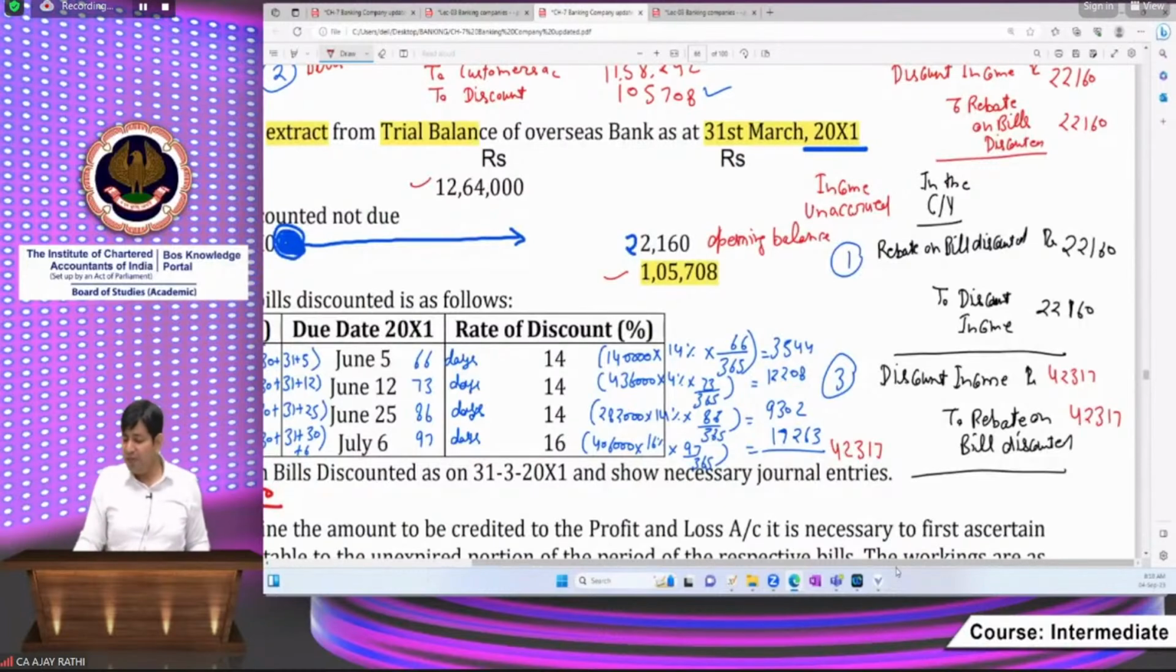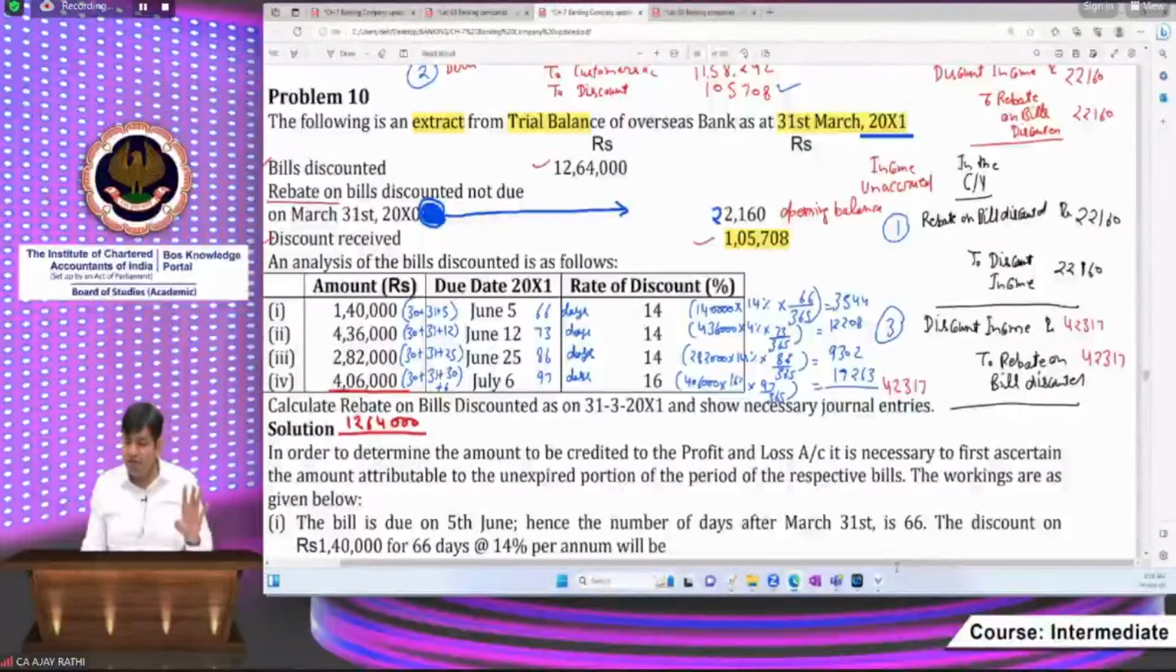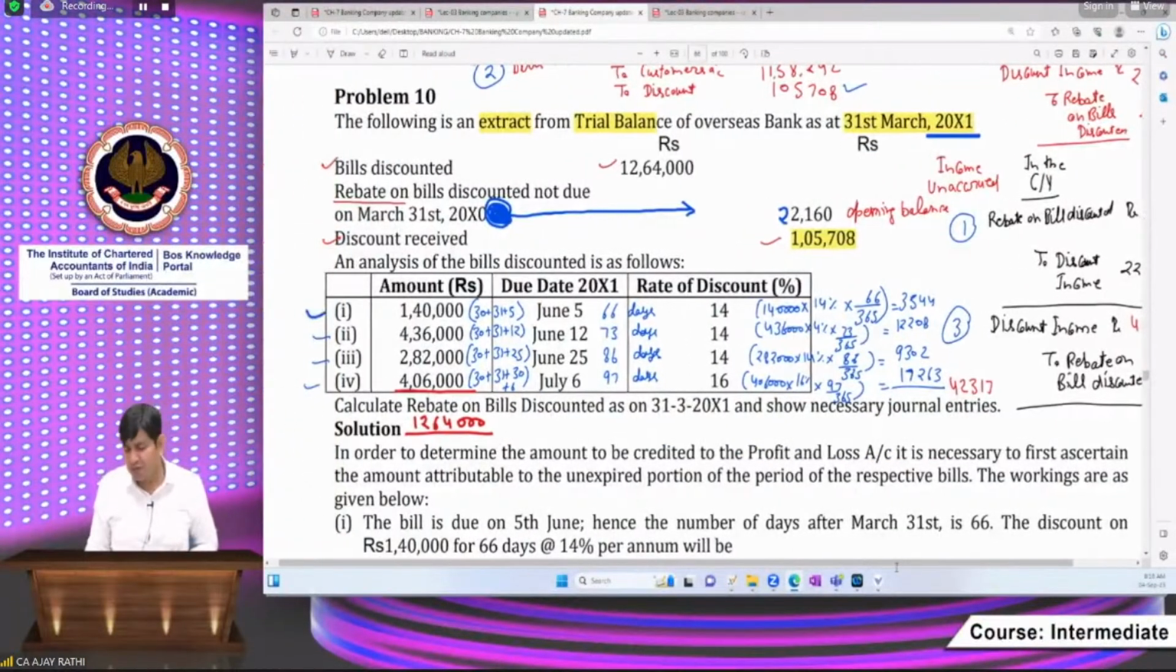Now, can you please tell me what the question was asking from us? Although we have covered each and everything, not everything is asked by the question. Our question was asking only small things. That is, calculate the rebate on bill discounted as at closing date and show the necessary entry. Yes, all the entries are necessary.